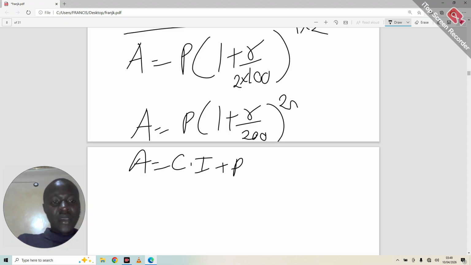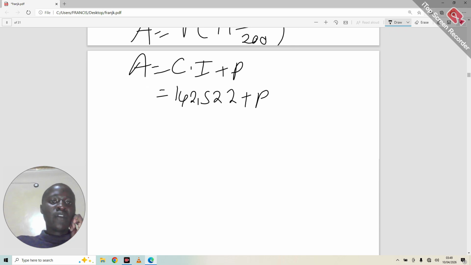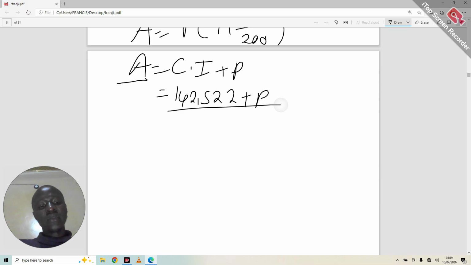Remember, we had compound interest for Omedo, which was 142,522. So amount for Omedo will be 142,522 plus P. We don't have the principal. So that is what we are looking for. So amount will be represented by this for Omedo.